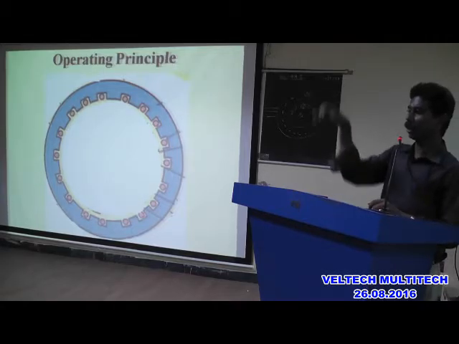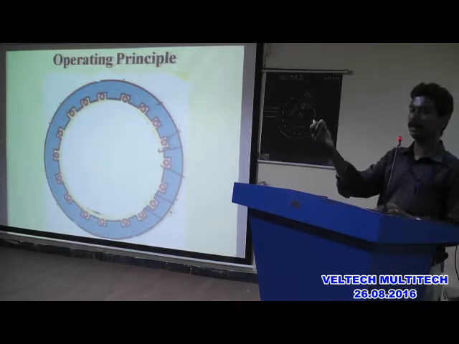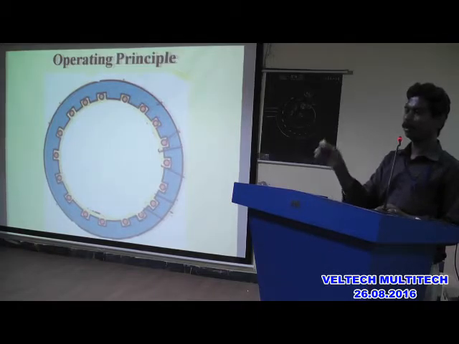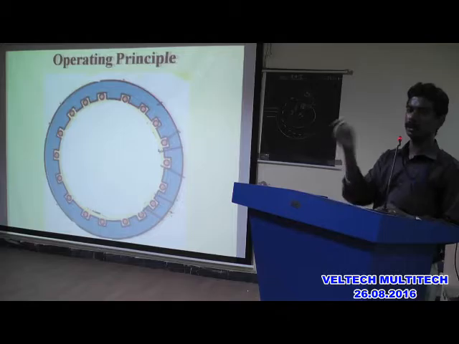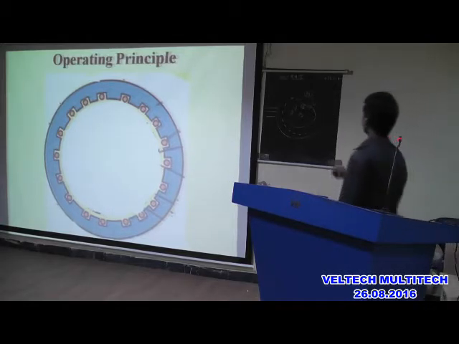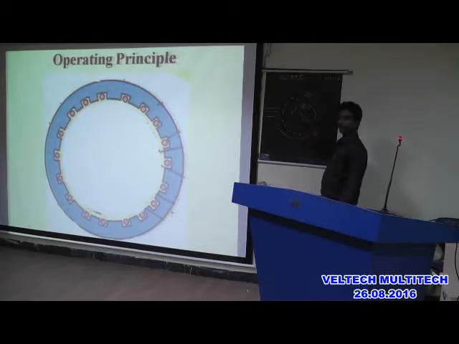Here, which one is the cause? The rotating magnetic field. Because of the rotating magnetic field, EMF is induced. Due to EMF, current flows. Due to current, a pole is induced. That pole is opposite to the rotating magnetic field. Now what will happen? This opposite pole tries to catch the rotating magnetic field.